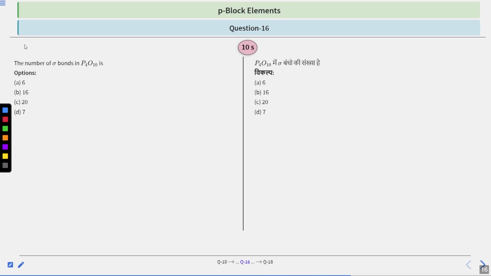Question number 16. The number of sigma bonds in P4O10 is. So we have a molecule here, P4O10, and we have to tell the number of sigma bonds present in the P4O10 molecule. Options are 6, 16, 20, or 7. You have 10 seconds to solve this question. After that, we will see the correct answer.